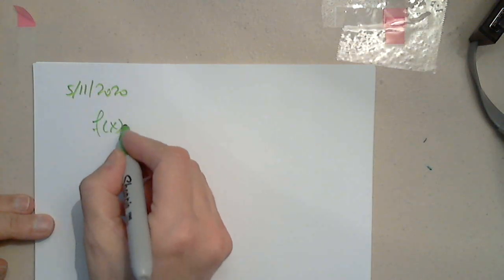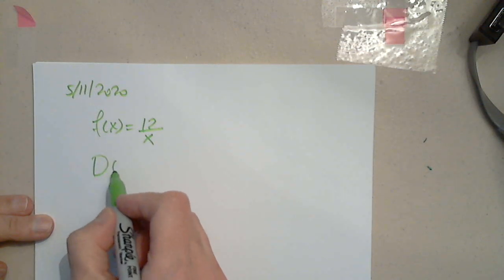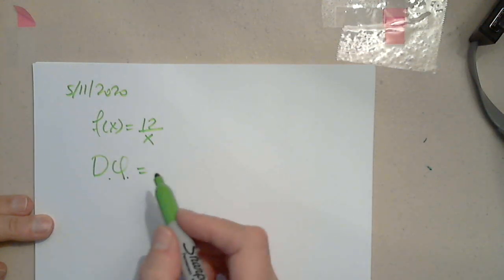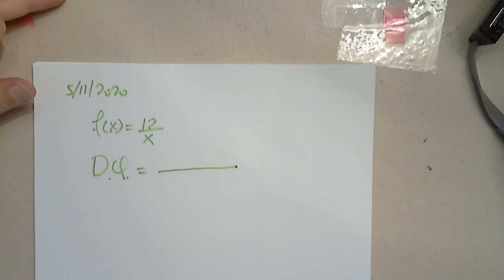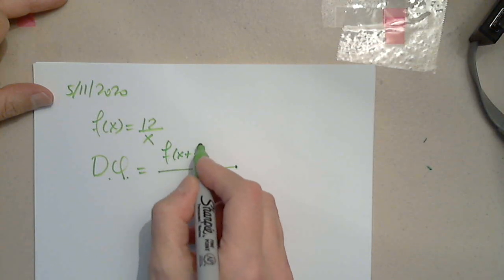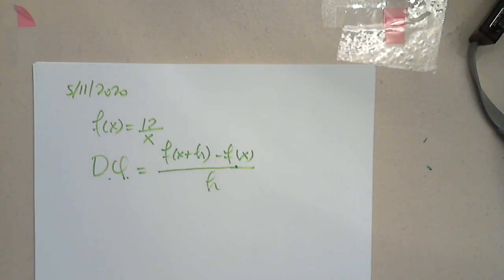So it's just f of x equals 12 over x? And we're asked to find the difference quotient? Yes. Okay, the difference quotient will be given. It's not difficult to remember, but it doesn't matter. It will be given in this class. So it's f of x plus h minus f of x, divided by h.